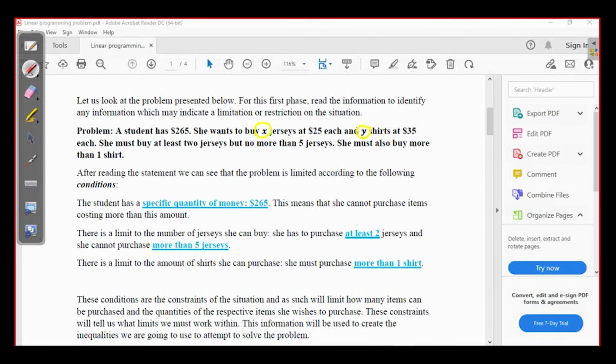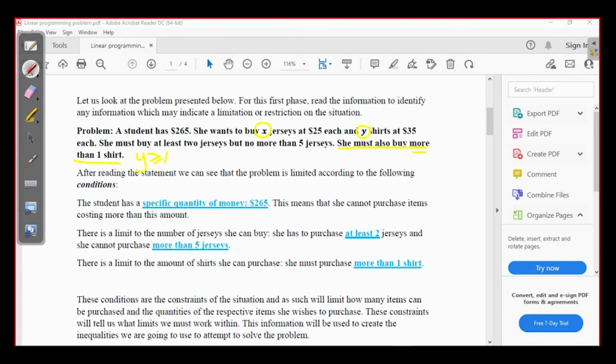She must also buy more than one shoe. So if you're saying Y is greater than or equal to 1, then you're correct. Because in this particular statement, the number of shoes is represented by the variable Y. And the number of shoes that she must buy, right? So they say she must also buy more than one shoe. So you're doing this one, right? Y is greater than or equal to 1.